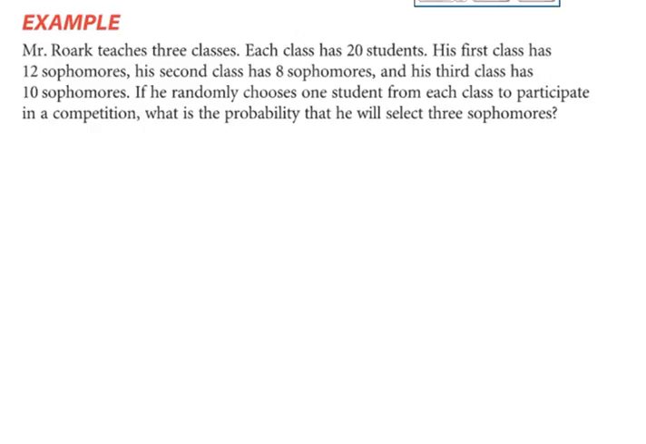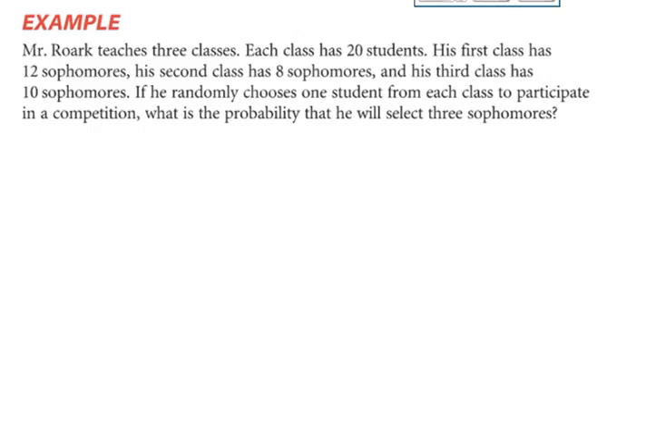All right, in our last example, things are going to be a little bit different. Let's see how. Mr. Rohrich teaches 3 classes. Each class has 20 students. His first class has 12 sophomores. His second class has 8 sophomores, and his third class has 10 sophomores. If he randomly chooses one student from each class to participate in a competition, what is the probability that he will select 3 sophomores?